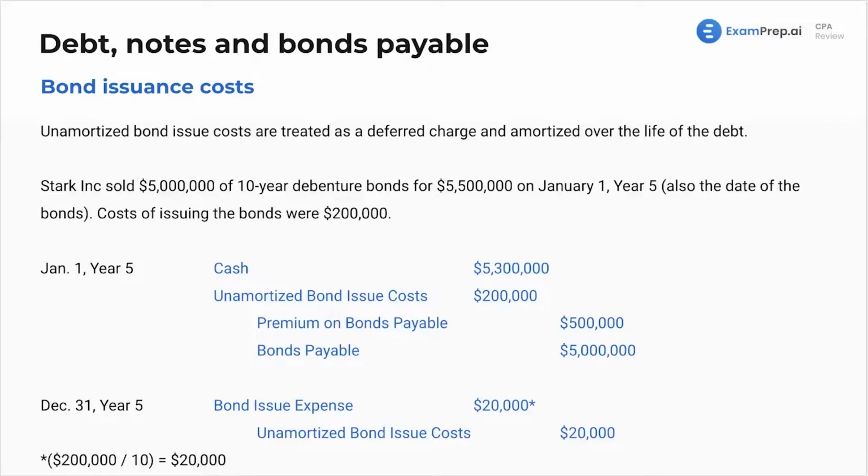Bond issuance costs. Now, this is the last thing we'll see here. Unamortized bond issue costs are treated as a deferred charge and amortized over the life of the debt. So let's see, we've got cost of issuing the bond.